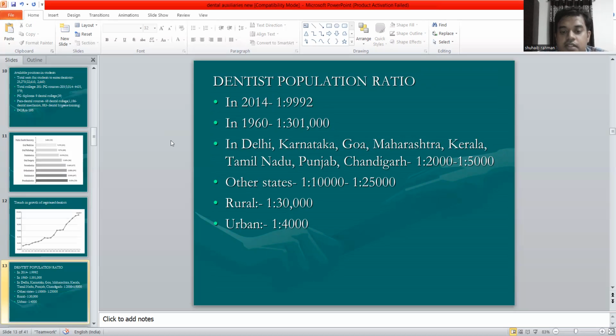In other states, it is 1:10,000 and 1:25,000. Again, there is rural-urban variation. In rural areas, it is 1:30,000 and in urban areas, it is 1:4,000.